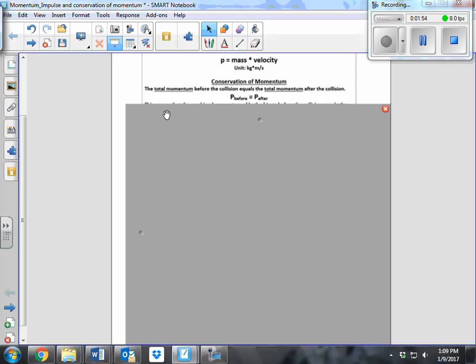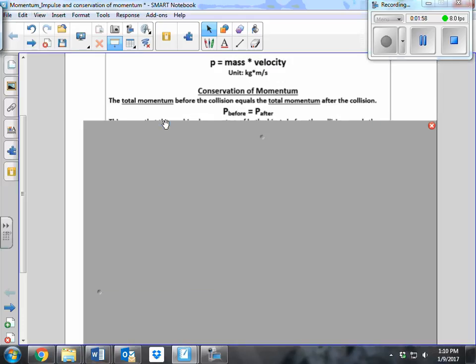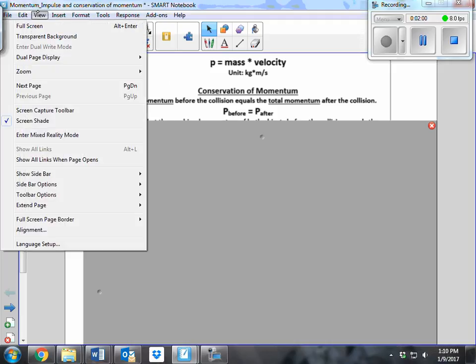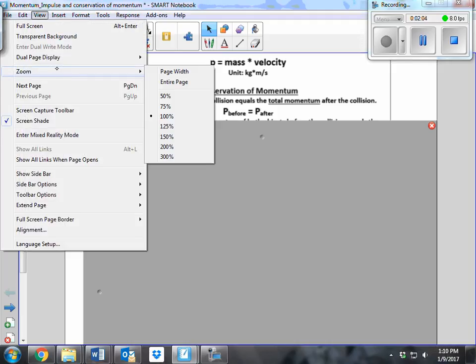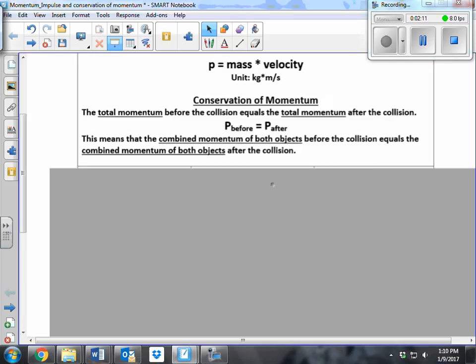So the total momentum before has to equal the total momentum after, which means that the mass times velocity of the first object has to equal the mass times velocity of the second object after the collision. So this means that the combined momentum of both objects before the collision equals the combined momentum of the objects after the collision.